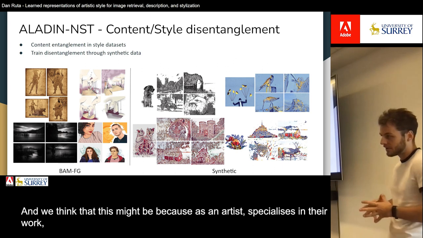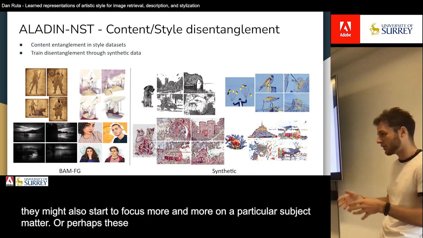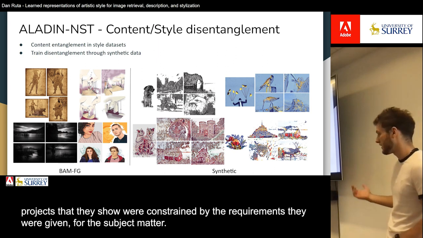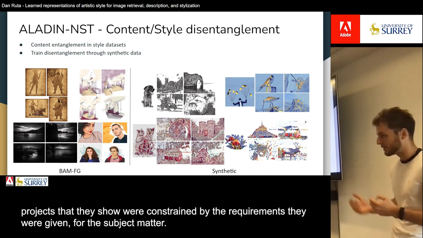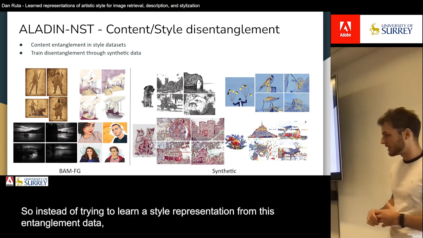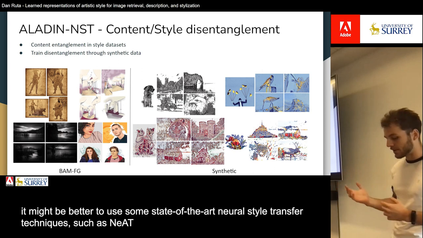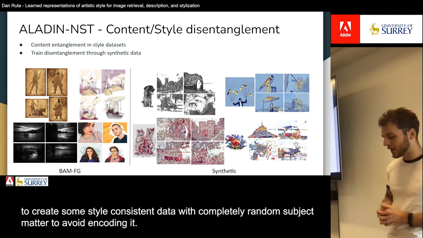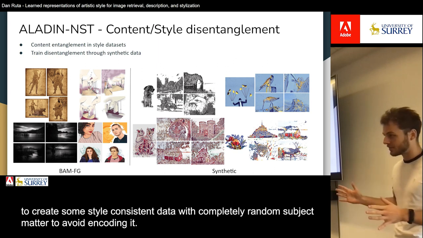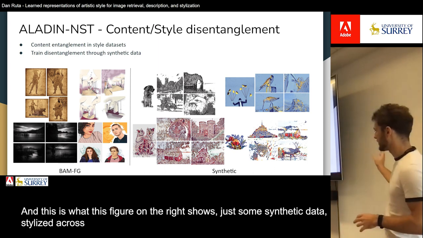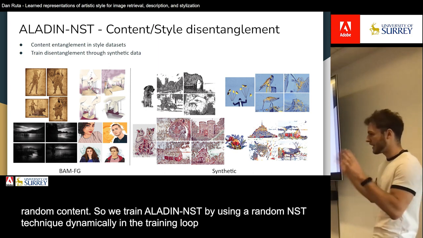And we think that this might be because, as an artist specializes in their work, they might also start to focus more and more on a particular subject matter. Or perhaps these projects that they show were constrained by the requirements they were given around a particular subject matter. So instead of trying to learn a style representation from this entangled data, it might be better to use some state-of-the-art neural style transfer techniques, such as NIT, to create some style-consistent data with completely random subject matter to avoid encoding it. And this is what this figure on the right shows, just some synthetic data that's stylized across any random content.